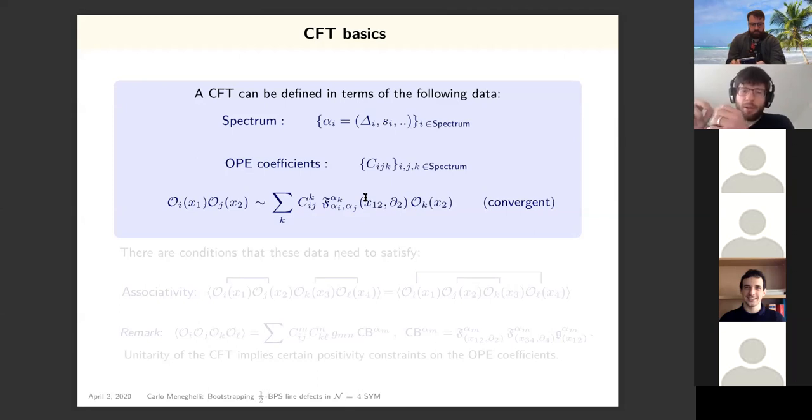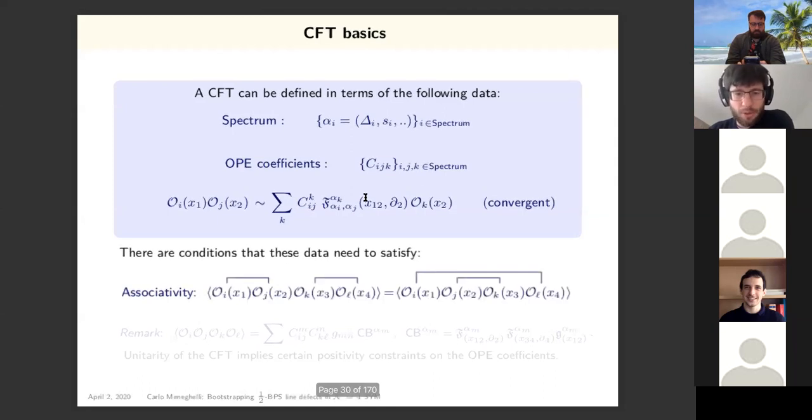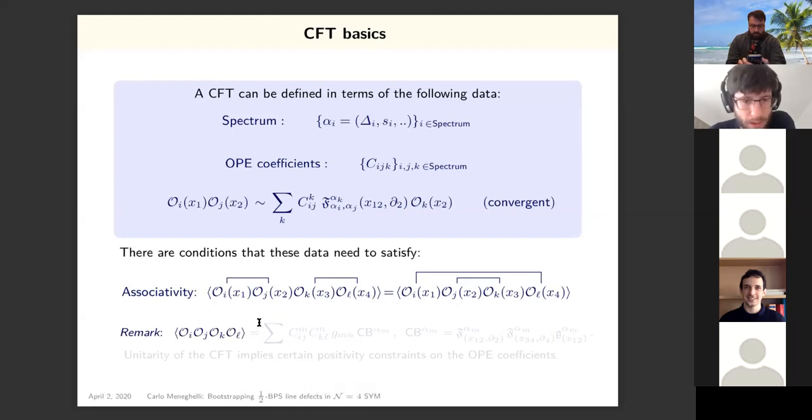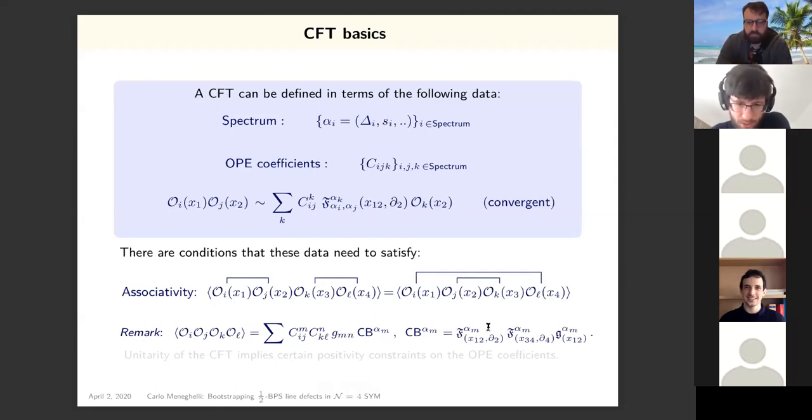But not every bunch of these numbers, spectrum and OPE coefficients, corresponds to a consistent CFT. It's pretty obvious that if you want to compute a four-point function and you do it by applying the OPE in different ways, the answer should be the same, which is essentially the associativity of this product. And this is a very powerful constraint. Let me just remark that if you take this four-point function of O_i O_j O_k O_l, and you apply the OPE of O_i with O_j and O_k with O_l, with a very simple algebra with the OPE written above, you find that all the space-time dependence is encoded in these CB, the conformal blocks, whose schematic form is given down there on the right.